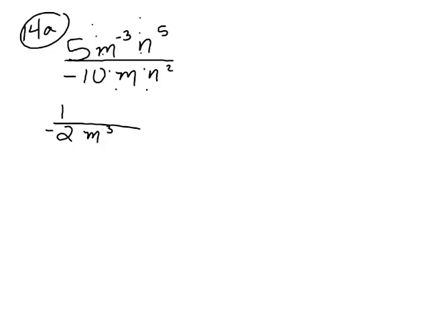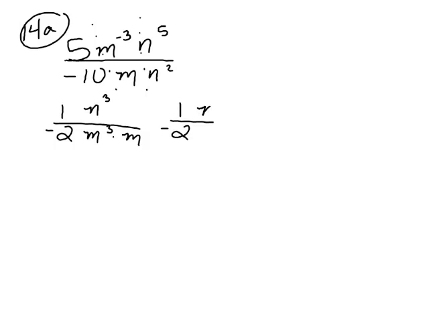And then I'll have a 1 up top. And then I have another m. And then I still have n to the 5th and n squared on bottom. So the n squareds on the bottom are going to cancel. So 5 minus 2 is 3. So I'll be left with n to the 3rd on top. Then one more step. I have 1 over 2. That's as simple as it gets.